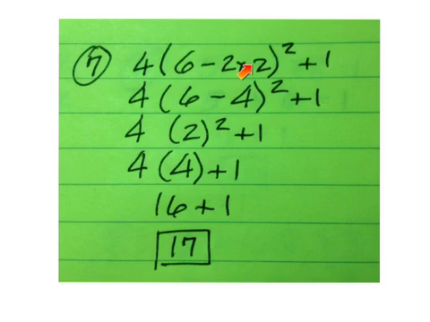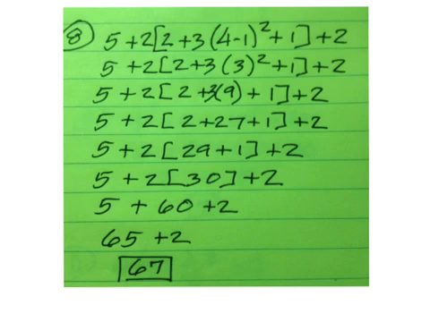Parentheses. And then do multiplication first. You can't do 6 minus 2 first. It's multiplication to get 4. 6 minus 4 is 2. Squared is 4. Times 4 is 16. Plus 1 is 7. On number 8, you have to go to brackets and then parentheses.